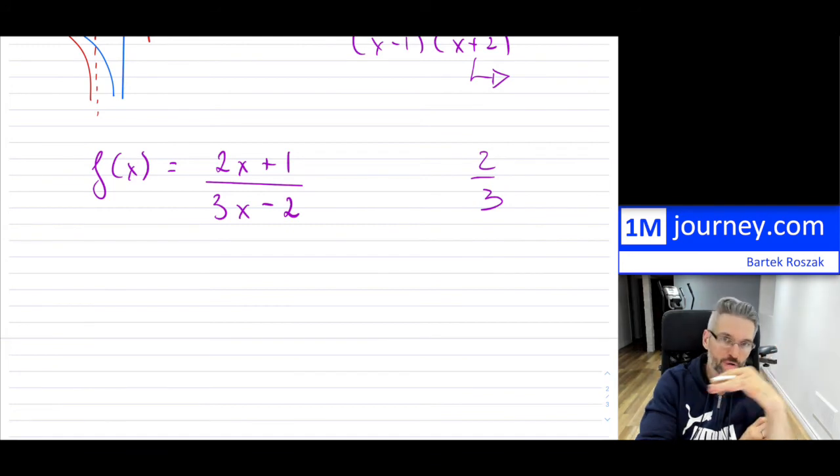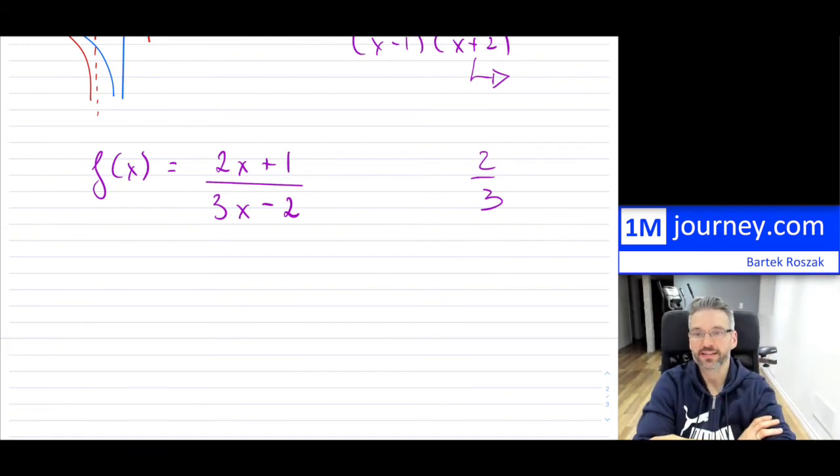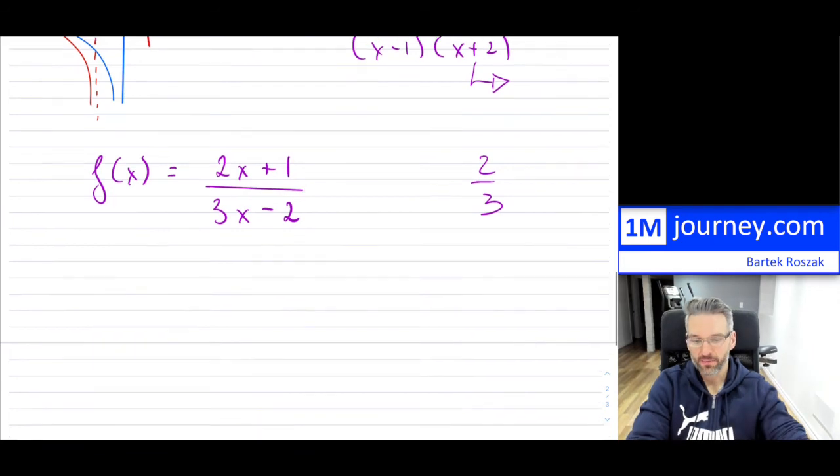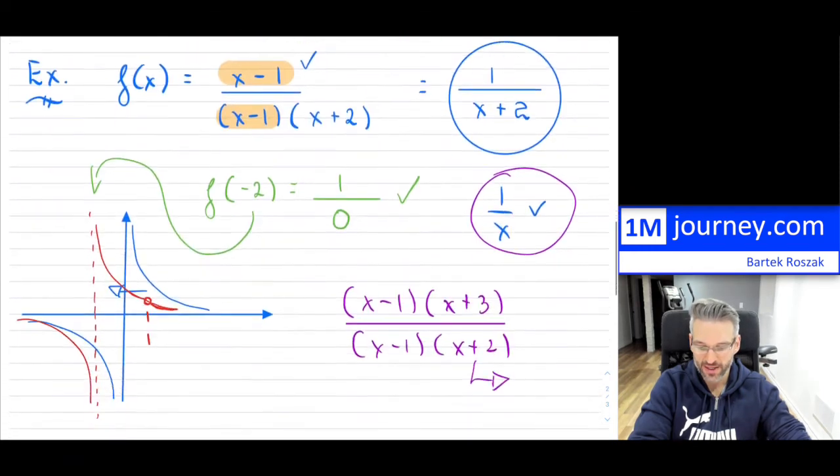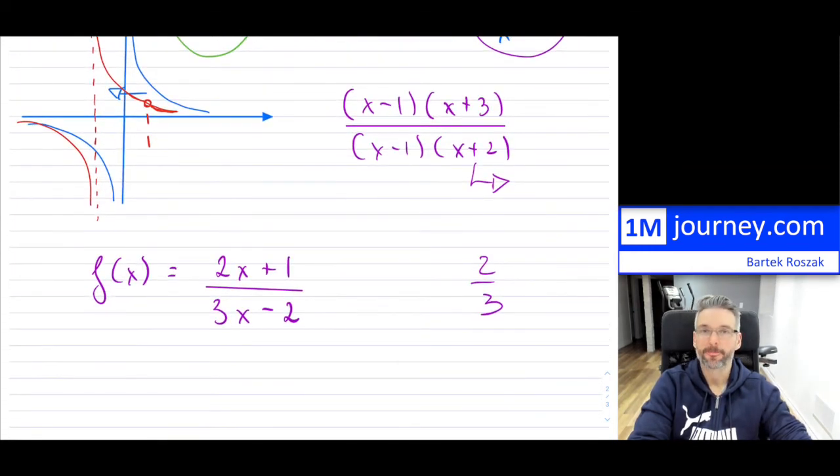Now, are there horizontal asymptotes? And the answer is yes, because notice that if the degree of the numerator is less than or equal to the degree of the denominator, then we have a horizontal asymptote. And in this case, the degree is 1 on the numerator and denominator.